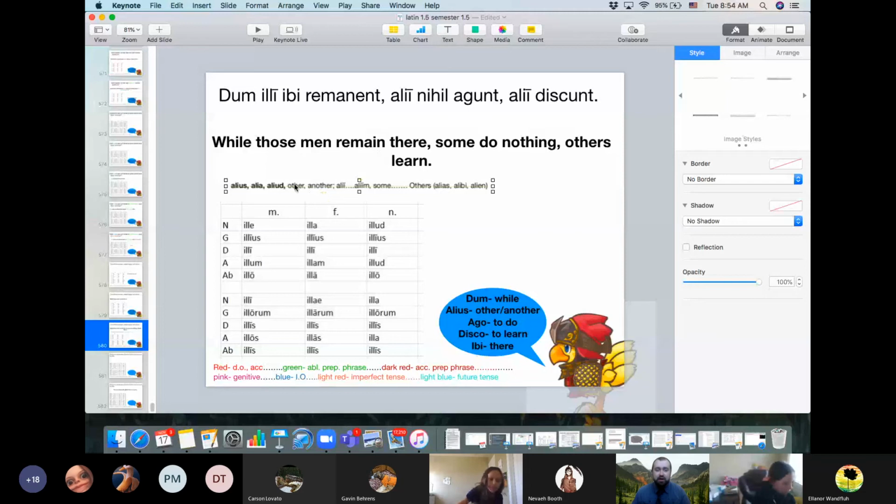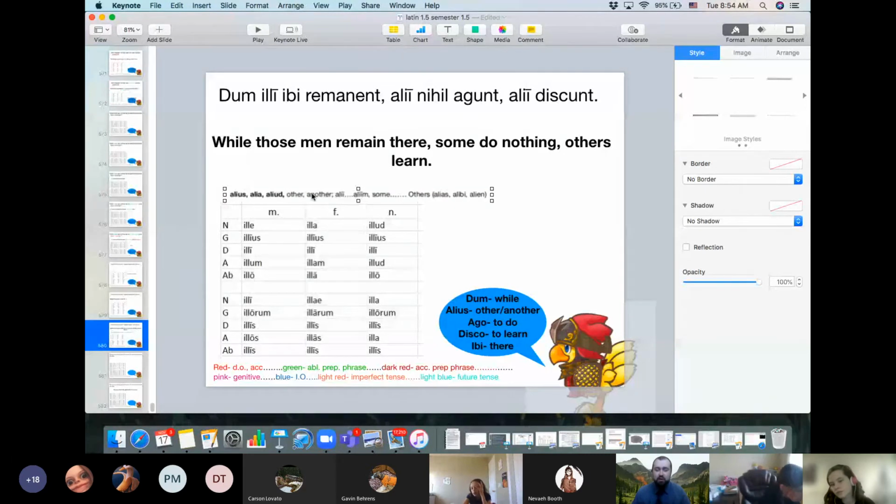I pulled up the dictionary entry for alius. It tells us it's usually other or another, but it can be some or others. As in, if it's showing up twice in what we call a list, the first one can be some. But that's kind of an advanced technique.